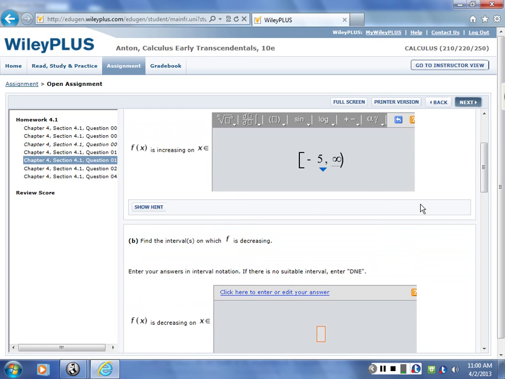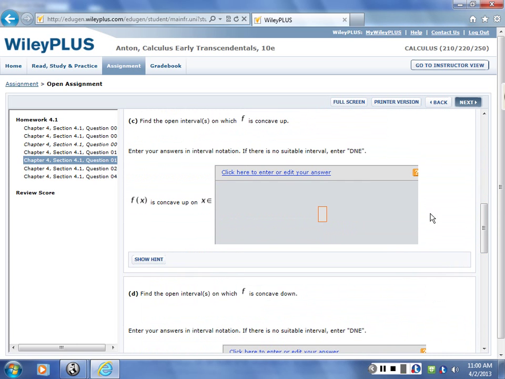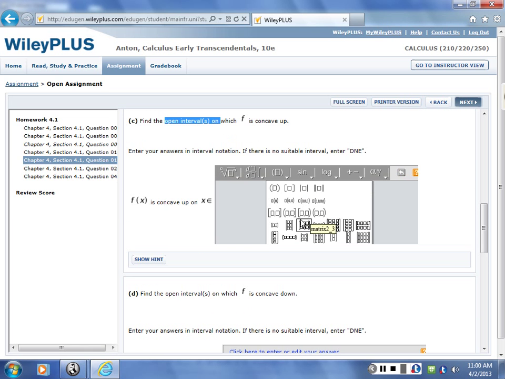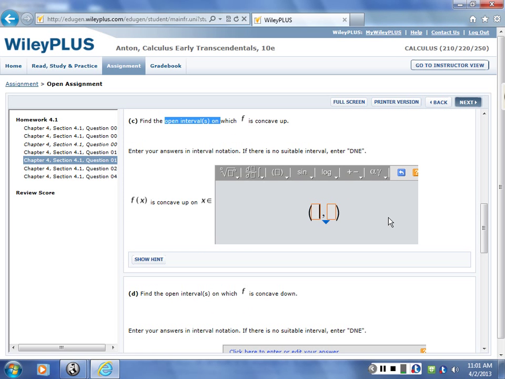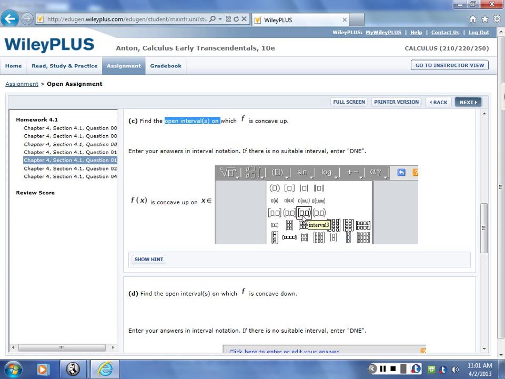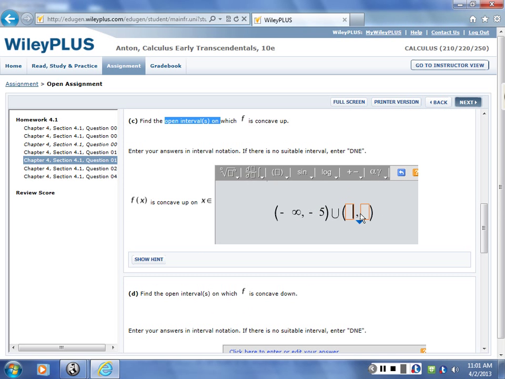If it says for concavity, a lot of times they want an open interval. So if I need an open interval, let's say from minus infinity to minus 5, if there is a union, if there are two intervals on which my function is concave up, then you have to write the correct notation there with the union. So then this could be something like 5 to infinity. I'm not saying this is the right answer. I'm just showing you how to input it correctly.